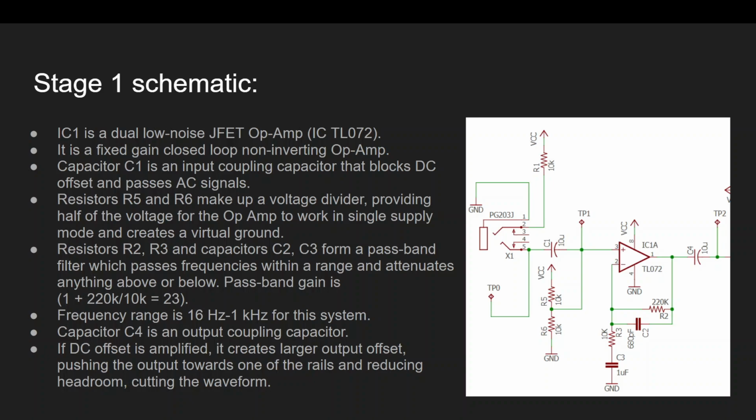Resistors R2, R3, and capacitors C2, C3 form a passband filter which passes frequencies within a range and attenuates anything above or below. The passband gain is 1 plus 220 kiloohms over 10 kiloohms, which is equal to 23. The frequency range for this system will be 16 Hz to 1 kHz. Capacitor C4 is an output coupling capacitor and it does the same thing as capacitor C1. If DC offset is amplified, it creates larger output offset, pushing the output towards one of the rails and reducing headroom, thus cutting the waveform.